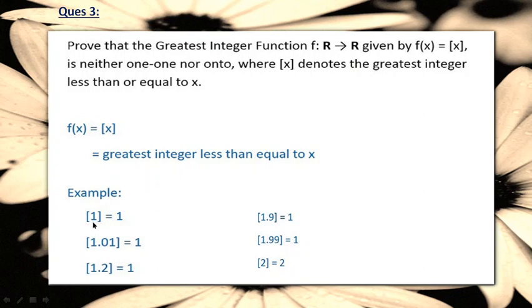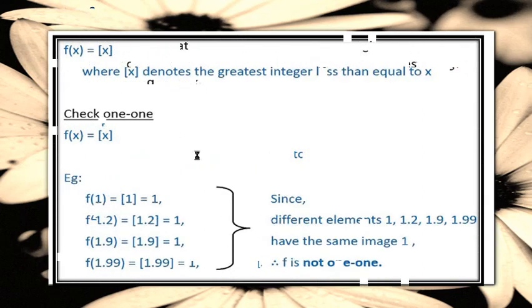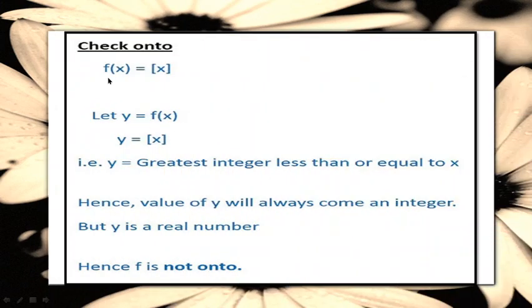If we have 1, the value will be 1. If we have 1.01, then also the value is 1. 1.2, then also the value is 1. 1.91, 1.99 also 1. But if we have 2, then the value will be 2, because the definition says greatest integer less than or equal to this number. So here we can see very well that so many inputs are giving one same output. So how can this function be one-one? It is definitely not one-one.